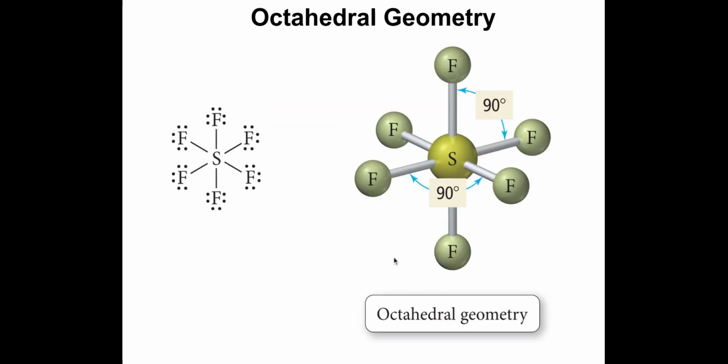And finally, you have your octahedral geometry where you have 6 groups. So you have your sulfur hexafluoride, and you've got 6 fluorines bonded to your central atom. And so all of these are going to be 90 degrees. So there's just no way to give any more space. So all of them have a 90 degree angle between them. And so we call this octahedral geometry.